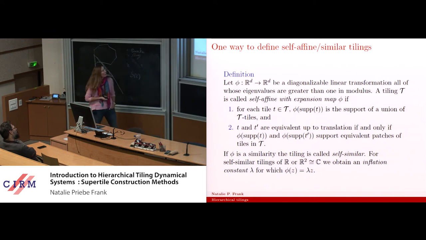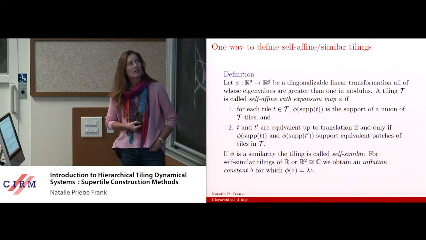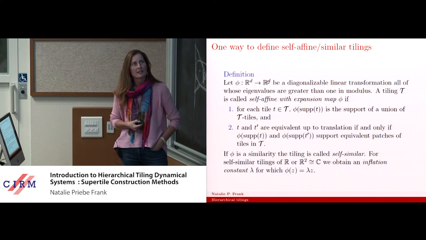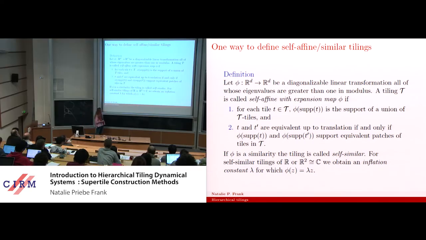So if the expanding map is a similarity, you call it a self-similar tiling. If it's just an expanding linear map, you call it self-affine. And a lot of times in two dimensions, you can get yourself an expanding constant that you can use in a similar way to the one-dimensional case.